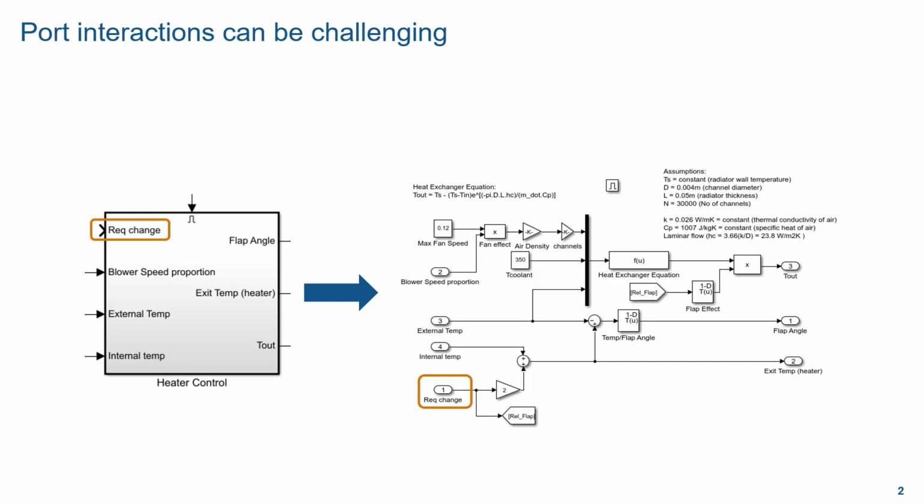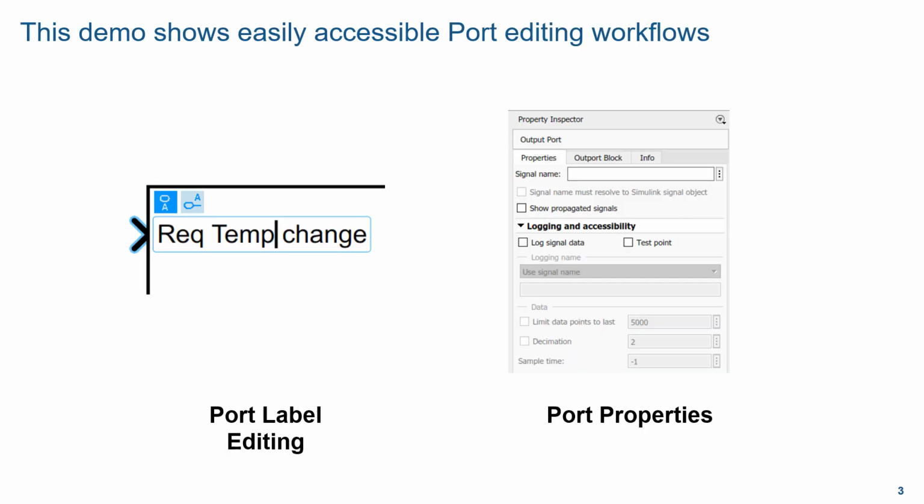A few years ago, we introduced automatic port creation, where when you drag a line, a port automatically gets created and you can continue your work. We have significantly improved this in the last couple of releases. In this video, I will demo two of the recently shipped port editing workflows. These are port label editing and access to port properties using Property Inspector.